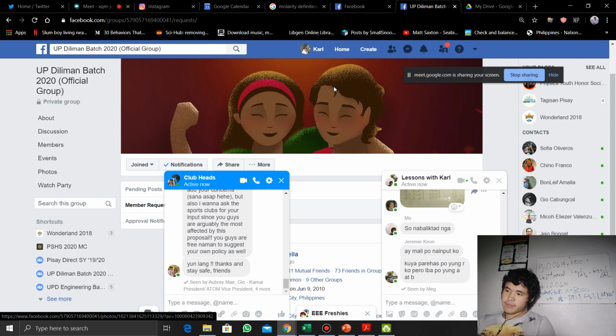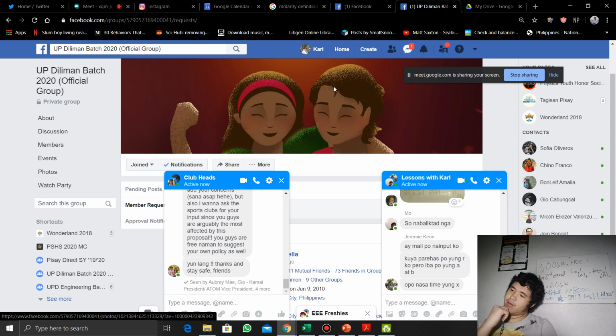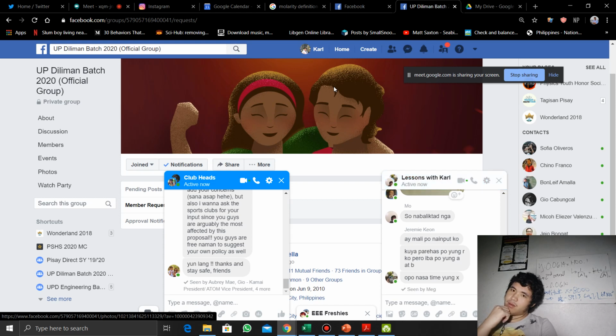Baka nabaliktad mo rin yung X and Y. Ang X natin ay yung time in seconds. Ang Y natin ay yung concentration. Can you take a picture nung calcu mo? Yung data mo?